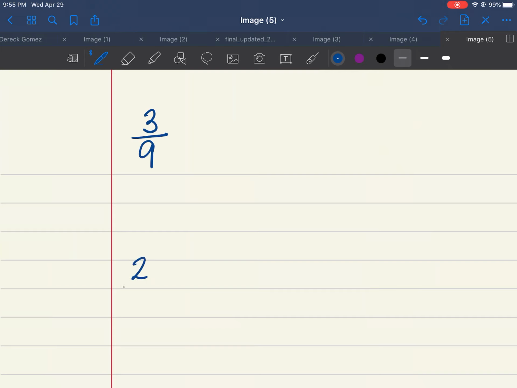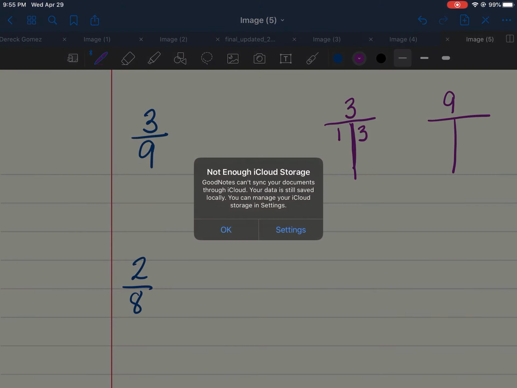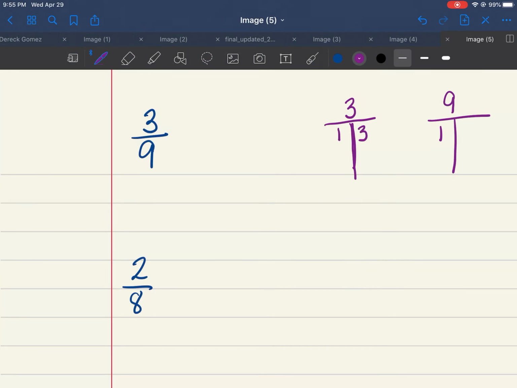And I have 3/9. And then the other one was 2/8. I need to make these fractions smaller. So I'm going to start with 3/9. Remember, for 3, we're going to do our t-chart. For 9, we're going to do our t-chart and find the multiples of 3 and 9. For 3, we have 1 times 3, and that's basically it.